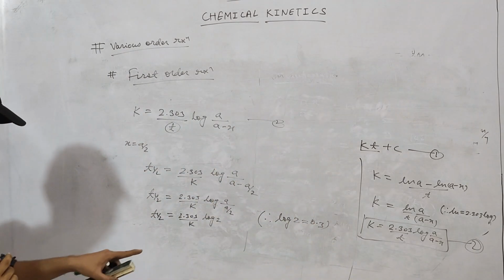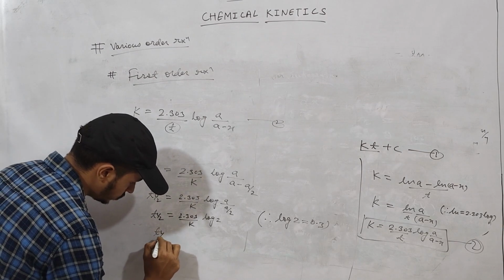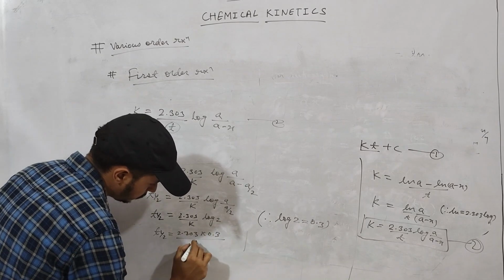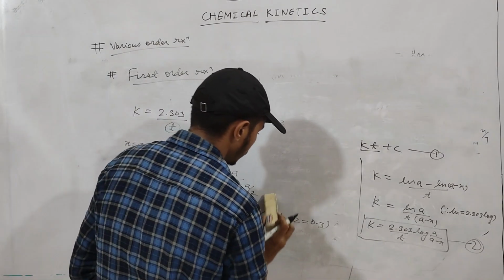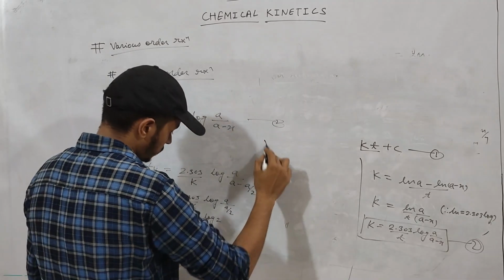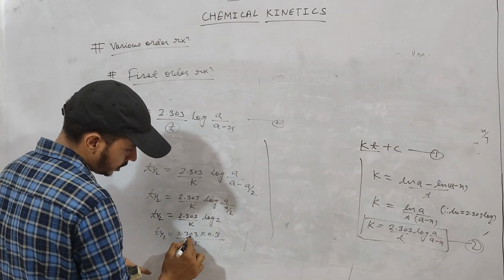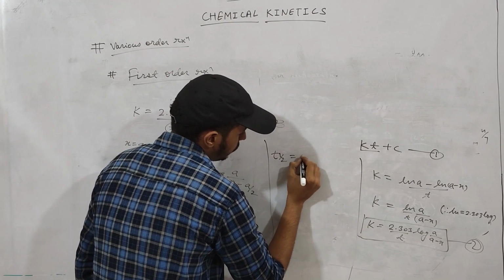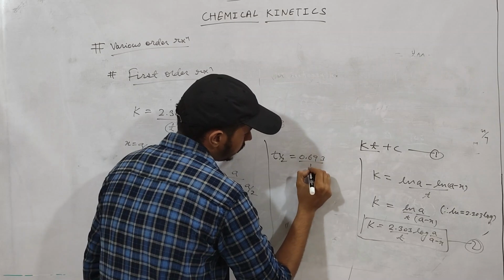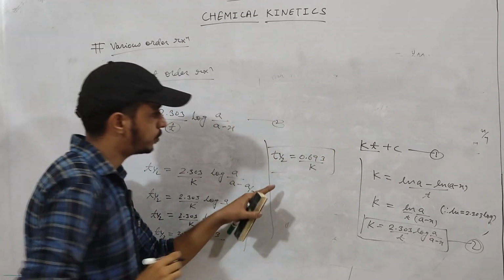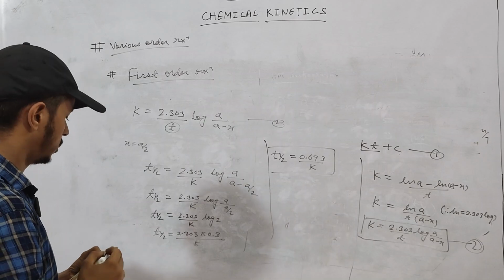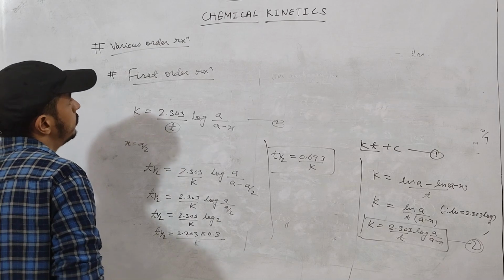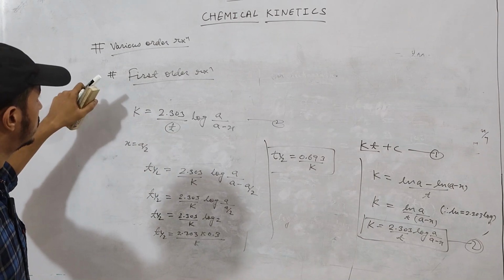On putting the value of log 2, t half is equal to 2.303 into 0.3 upon k. By multiplying 2.303 into 0.3, we get the direct result, 0.693 upon k. This is the final result for calculating the t half for a first order reaction. So these are the methods to calculate first order, zero order, second order reactions.